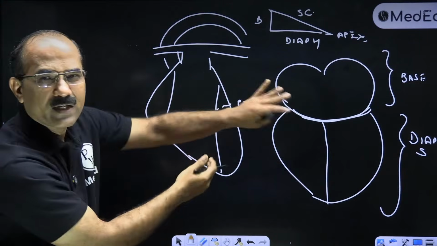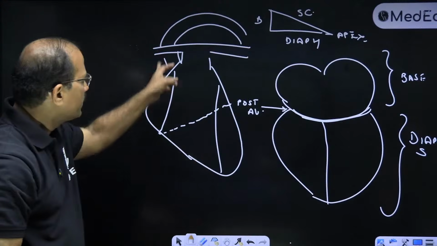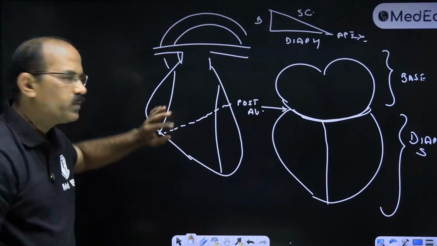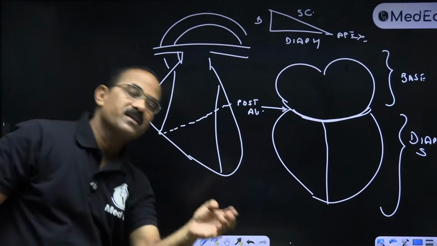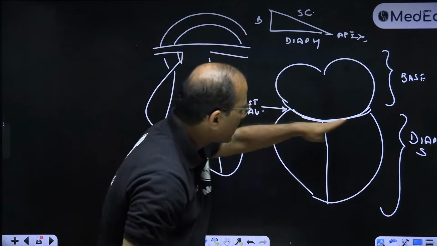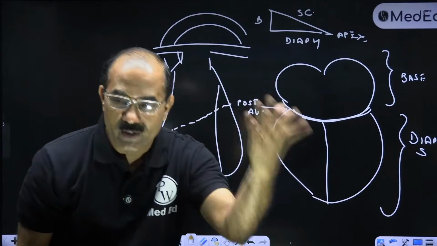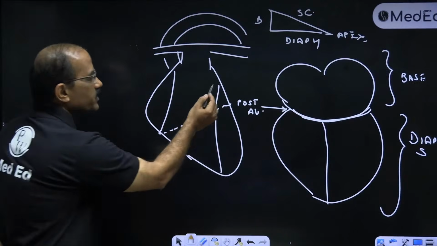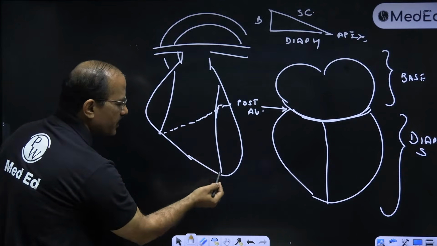मैंने हार्ट को टर्न किया. This is the anterior atrioventricular groove. अपन पीछे जा रहे हैं. We are going back side. That's a posterior atrioventricular groove. I turn the heart and that's a posterior atrioventricular groove. Fine. What is this groove? This is the anterior interventricular groove.